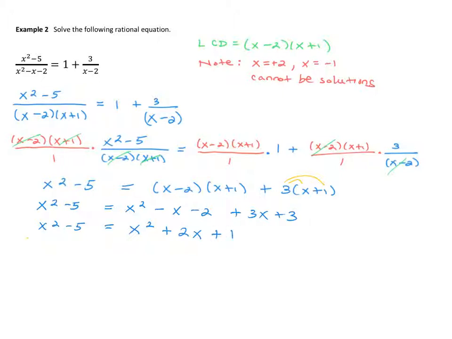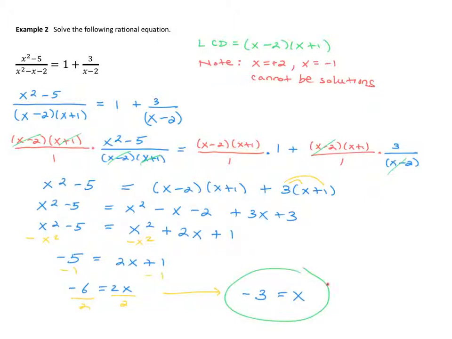I can subtract x squared from both sides. That leaves me with negative 5 is equal to 2x plus 1. I'll subtract 1. I get negative 6 is equal to 2x, and after I divide both sides by 2, I get my answer, that negative 3 is equal to x.